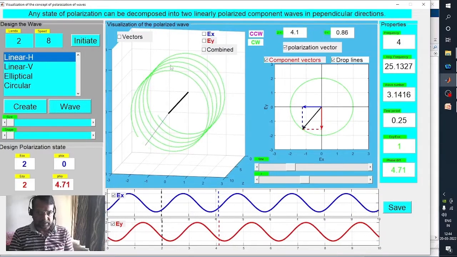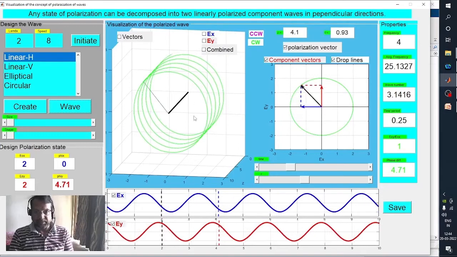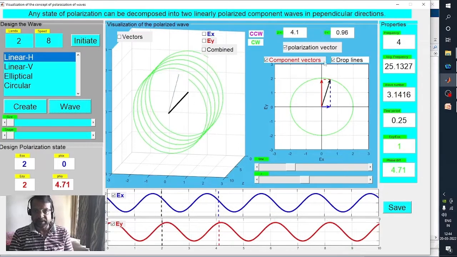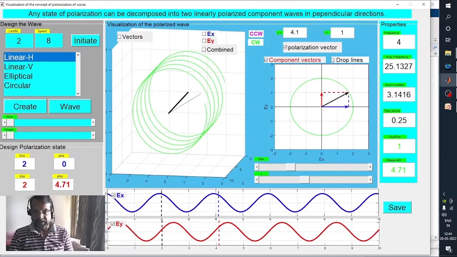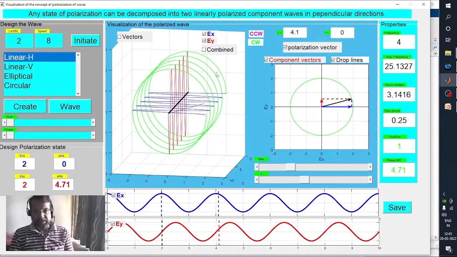It would be interesting to split the circularly polarized light into Ex and Ey in 3 dimensions. Let's have a look at it after this simulation. Let me put this and this. So this is what it means. If this is circularly polarized light, this is Ex and Ey. Let me take some time snapshots.